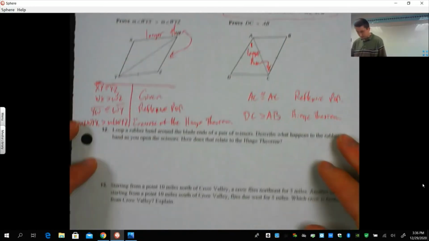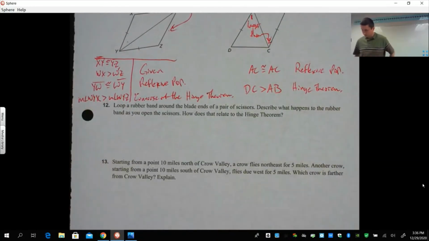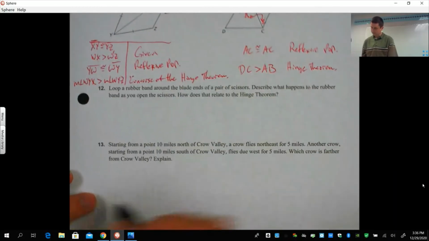Loop a rubber band around the blades of a pair of scissors. Describe what happens to the rubber band as you open the scissors. I don't have a rubber band, but you can see here's my scissors. Okay, if I put a rubber band on there and I open it up, the bigger the angle, the longer the stretch. So if I get a big angle on my scissors, that third side is going to really stretch out. That's how it relates to the hinge theorem. The larger the angle between the two sides of the scissors, the longer the third side, the longer the rubber band is stretched.